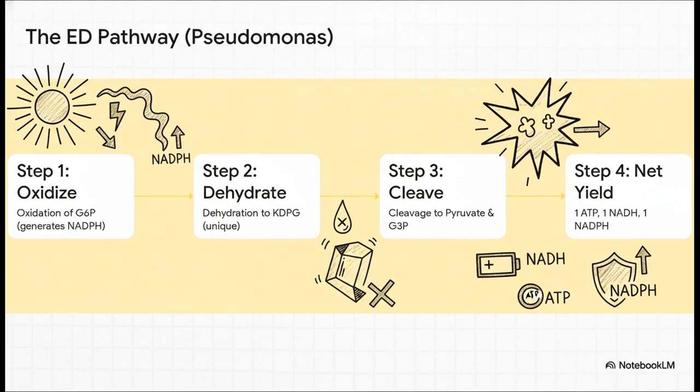It starts with an oxidation reaction, and right away, boom, it generates NADPH. Now look closely at the yield here. You only get 1 ATP, but you get both NADH, which is like the cell's cache for energy, and NADPH, which is the raw material for building new parts and, importantly, defending against attack. This difference is not trivial. It is a crucial distinction.